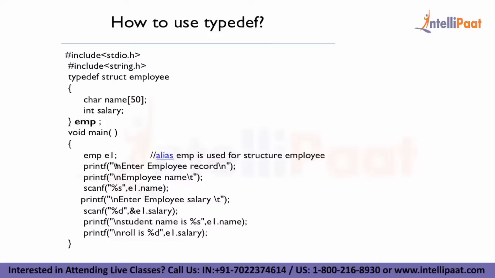So instead of writing struct employee again and again, it is easier to write emp e1, and it is easier to refer to this and read it in our program. So emp is nothing but an alias to this structure, and this only helps in the declaration part. The usage part will remain the same.